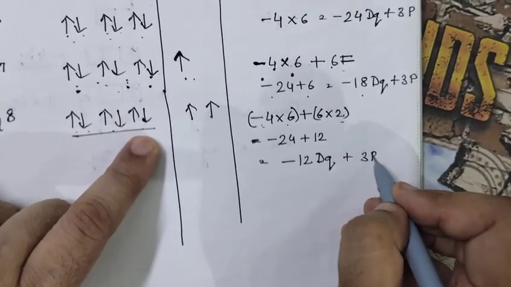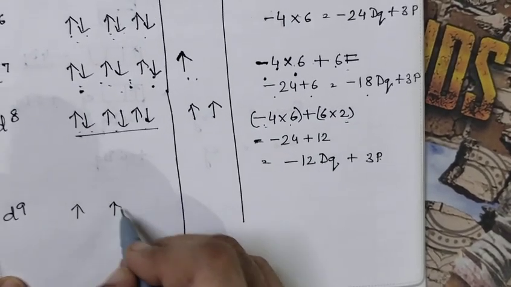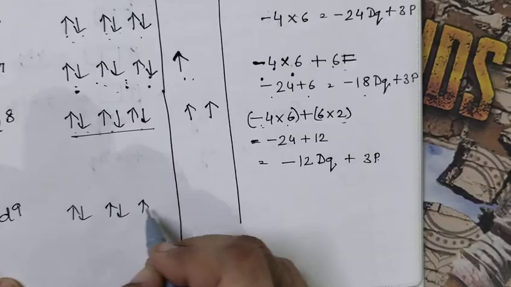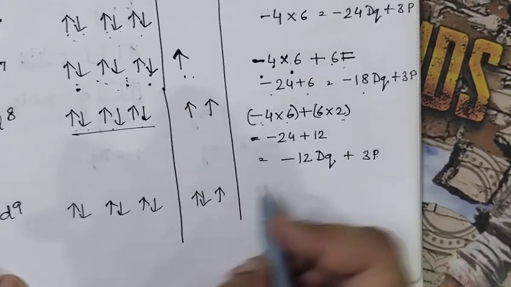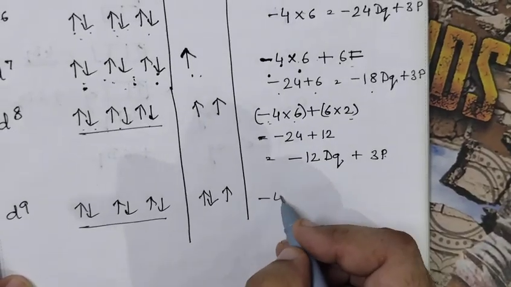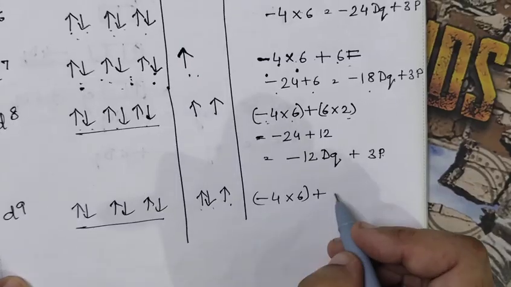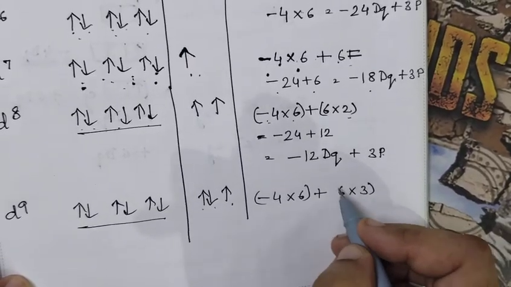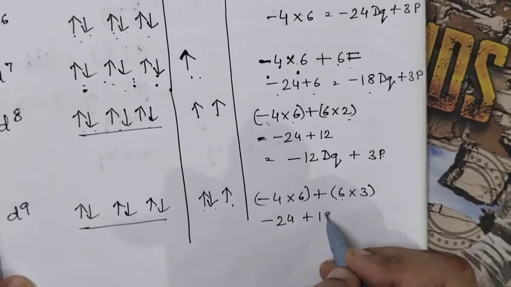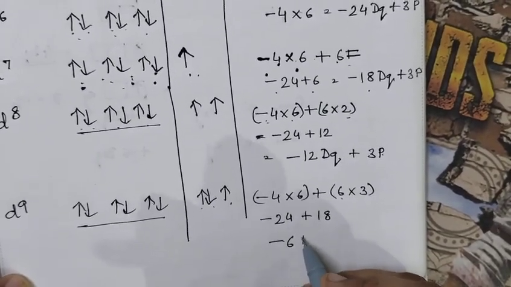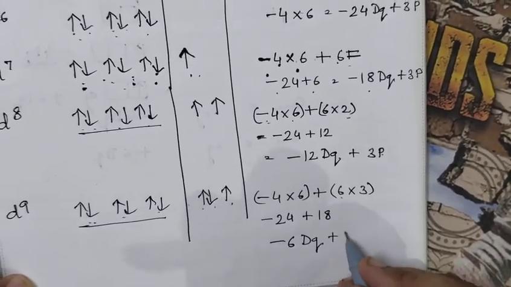So plus 3p. Same way in D9, 1, 2, 3, 4, 5, 6, 7, 8, 9. So the total for this will be minus 4 into 6 plus 6 into 3 electrons. So it will be minus 24 plus 18, that is minus 6 dq. And total pairs are 1, 2, 3, 4, so plus 4p.